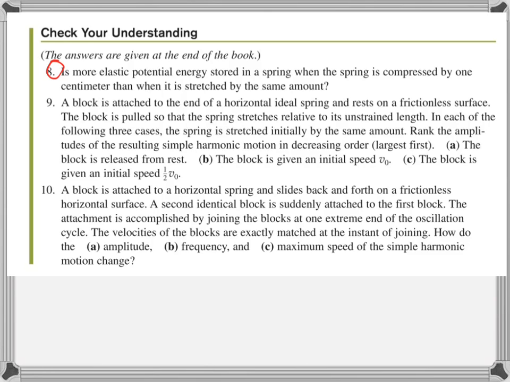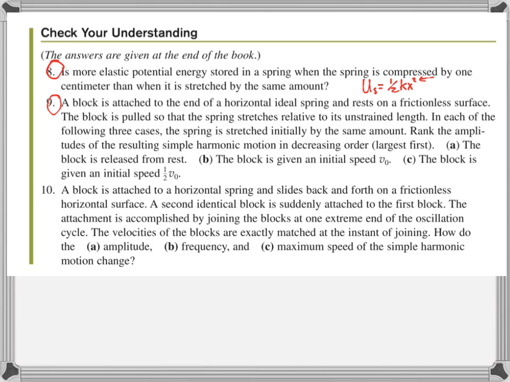Is more elastic potential energy stored in a spring when the spring is compressed by 1 centimeter than when it is stretched by the same amount? Since the formula for spring potential energy is 1/2 kx squared and the displacement is being squared, it doesn't matter which way it's being compressed. Whether it's negative 2 centimeters or positive 2 centimeters, you're going to end up getting the same potential energy. So there is not any more potential energy if you stretch it versus compress it. You get the same amount.